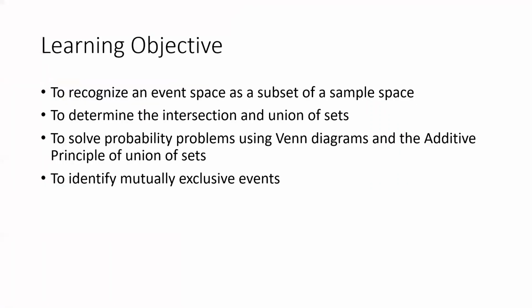So what we're going to cover today is actually quite a lot. This is a bigger lesson, but hopefully we can get through it in enough time. We're going to go over what an event space is compared to a sample space. We talked about that before, but we're going to talk about an event space specifically being a subset of a sample space. We're going to talk about intersections and union of sets. And then we're going to talk about how to use Venn diagrams to help us solve different problems involving probability.